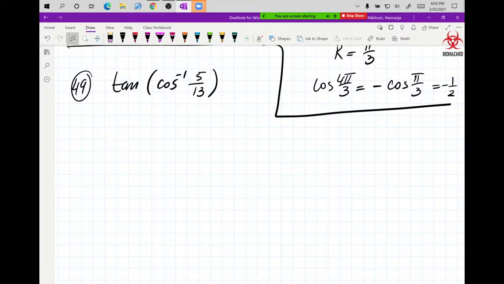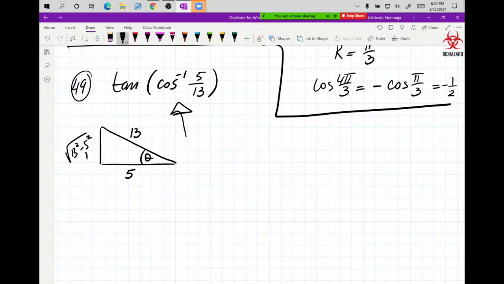All right, so we set up a triangle and we pick an angle somewhere, and then use the inverse cosine to put the values. Now, cosine is adjacent over hypotenuse, which would make this one 12. 13 squared minus 5 squared, the square root, is 12. So what's the trick? The trick is to actually write the tangent looking at the triangle. And tangent is 12 over 5.